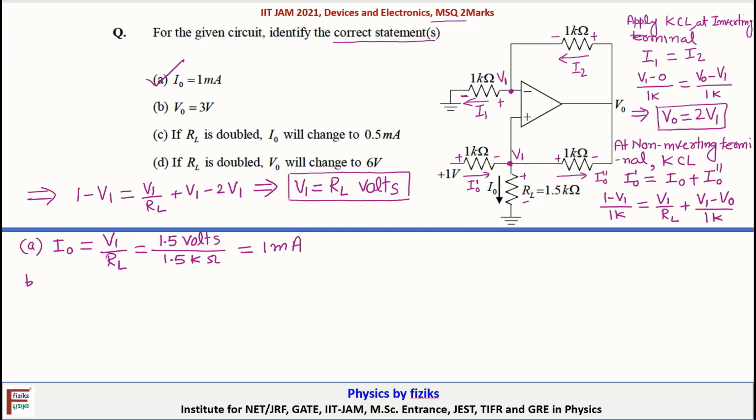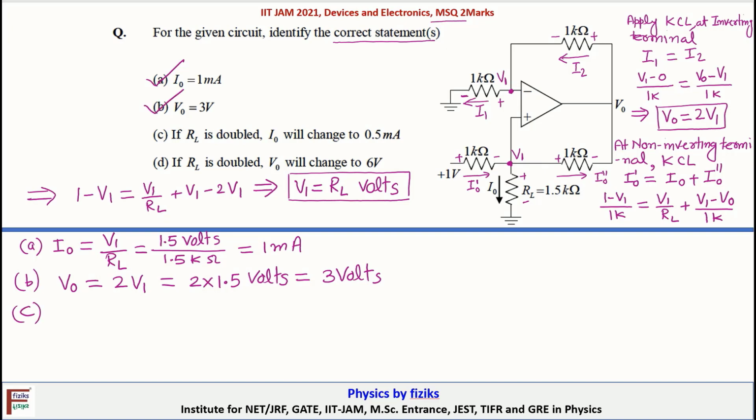Now B option. What will be VO? VO is 2V1 and V1 is RL volt, so with RL being 1.5, that gives this much volts. So this is 3 volts. So option B is also correct.